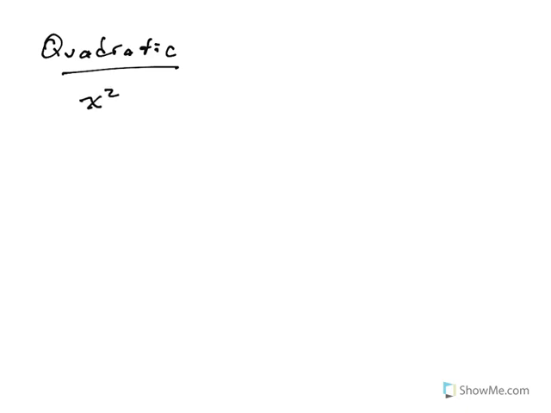X squared plus 3 equals 12. So this is very similar to the previous equation we had. We have an unknown variable, we have a bunch of numbers. And now what I want to do is solve for the unknown variable x.